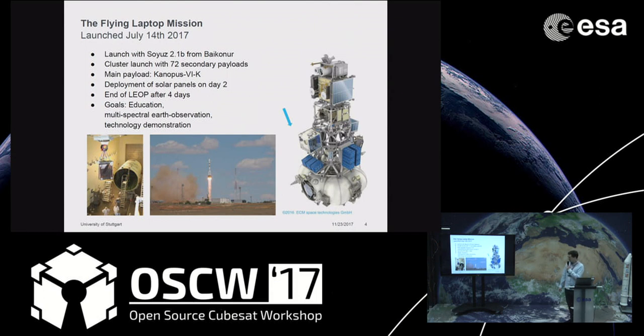So we launched on July 14th, 2017, so we are now almost 5 months in orbit. It was a cluster launch on a Soyuz from Baikonur. This is Flying Laptop. We are the second largest payload on the upper stage. The main payload is Canopus-V, a Russian Earth observation satellite. And you can also see that there are a lot of payload deployment containers on the launch, so there were a lot of other CubeSat missions in Baikonur. It was really nice to meet all of them.